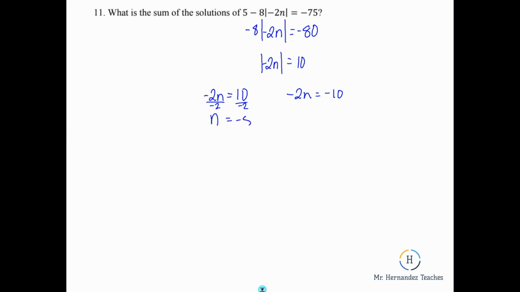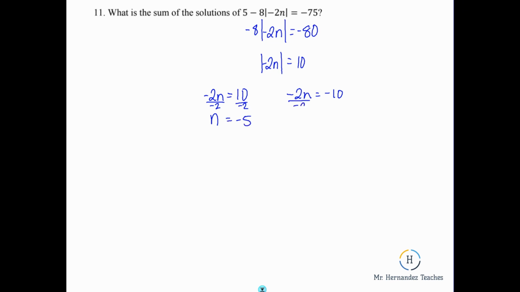Number 11, what is the sum of the solutions? So we need to figure out what these solutions are. So let's figure this out. We'll subtract 5 on each end. So -8 times the absolute value of -2n equals, we subtract 5, -80, and then we divide both sides by -8, so I'm going to get +10 on the right, and then the absolute value of -2n. So I get -2n equal to 10, and -2n equal to -10. So divide this by -2, n equals -5.